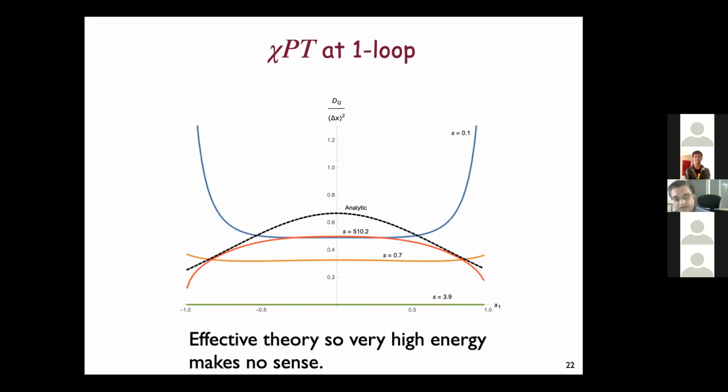You can do it for an effective field theory. So chiral perturbation theory, which describes pion scattering, is a well-known effective field theory. And why is this an important thing? Because effective field theories, of course, are not valid beyond a certain energy scale. And you can see that for low enough energies, you do get this peak at the forward and the backward limit, but then beyond a certain point, it turns over. So this is a feature that this is an effective field theory, not a fundamental theory.